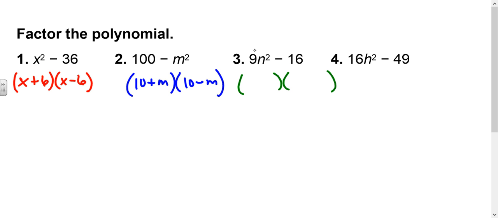Okay, what number multiplied by itself equals 9? That would be 3 times 3. So we're going to have 3n times 3n. And then what number multiplied by itself equals 16? Well, that would be 4 and 4. But remember, it's actually a negative 16, so this has to be 1 plus and 1 minus.